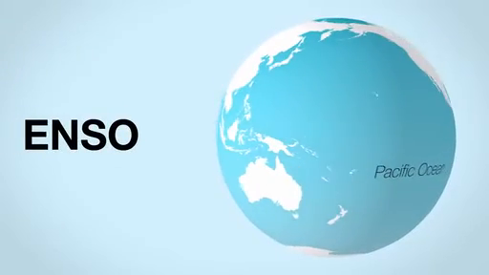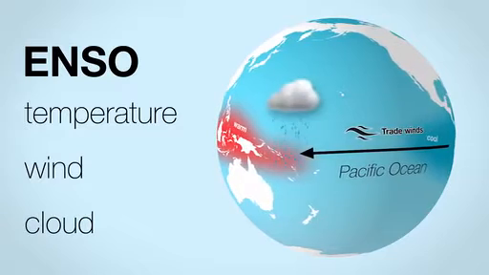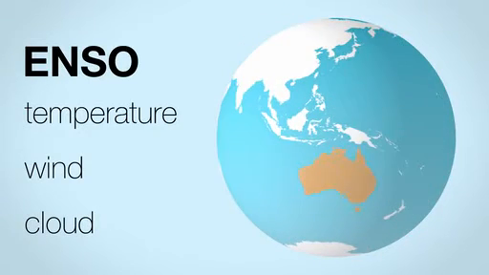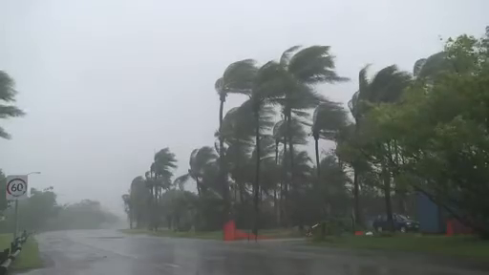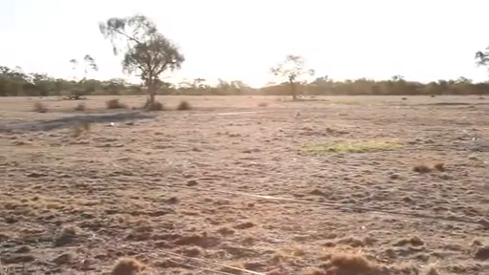One of our strongest climate drivers is the El Niño Southern Oscillation, or ENSO. ENSO is a natural cycle in Pacific Ocean temperatures, winds, and cloud. This influences climate right around the globe. In Australia, ENSO is often behind our climate extremes, from devastating floods to searing droughts.